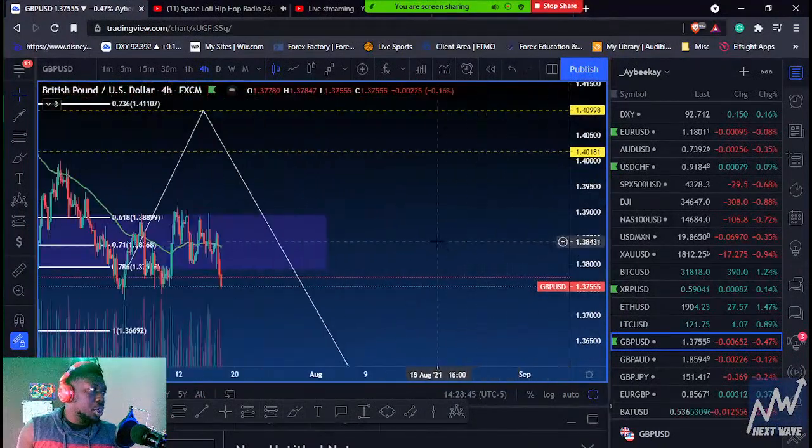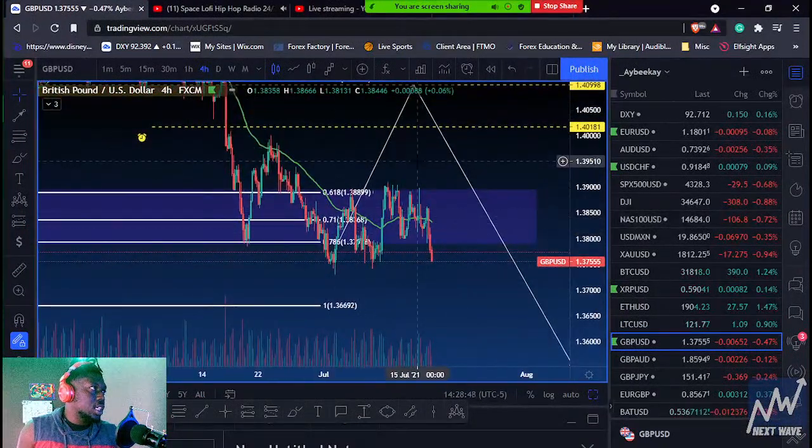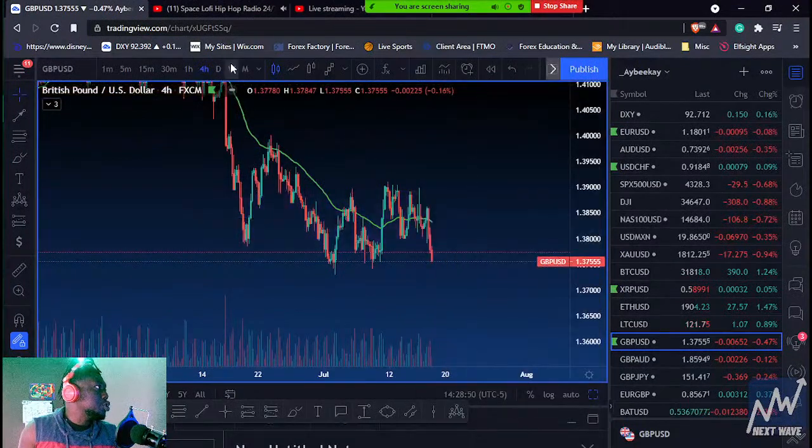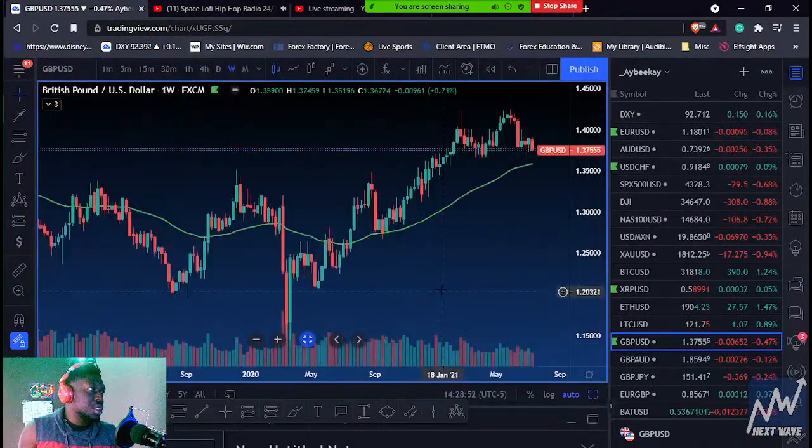I wanted it to reject over here off of these zones. I didn't get that, that's cool. Didn't try to trade it. I haven't traded GU in a minute, actually, to be quite honest.